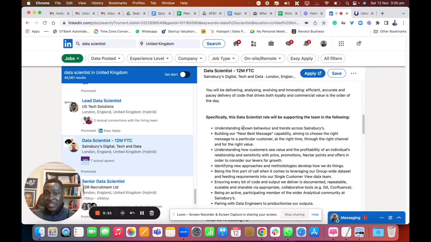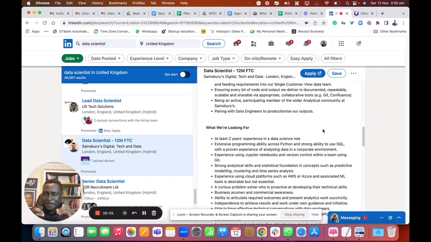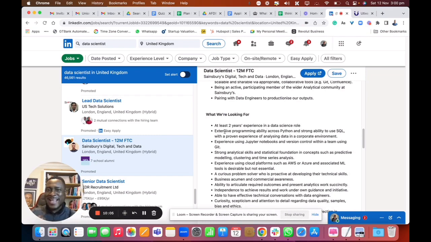Again, on your understanding known behavior and trends across Sainsbury. But let's look at the core stacks, because we want to talk about the technologies here. Good. They say extensive programming abilities across Python, strong use of SQL. So you see the same pattern. Python, SQL. Python, SQL. That's the first thing you need to have at the back of your mind.